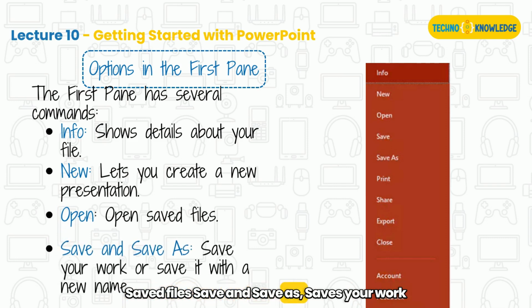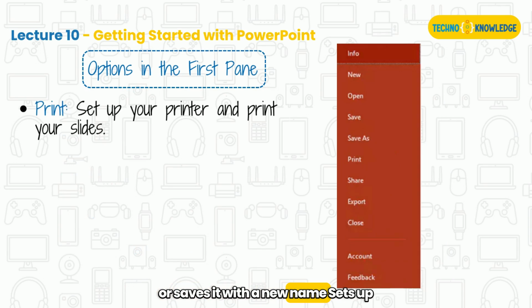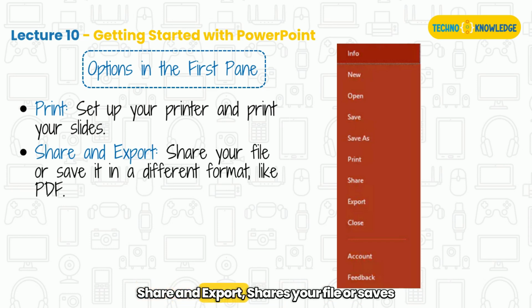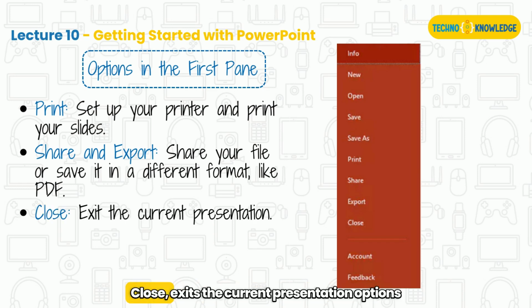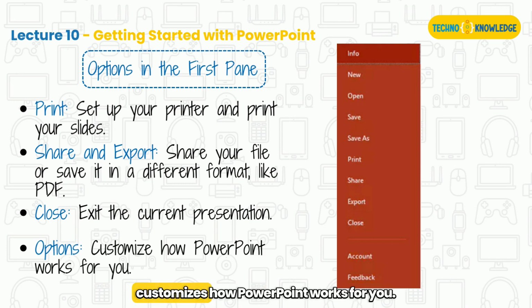Save and save as saves your work or saves it with a new name. Print sets up your printer and prints your slides. Share and export shares your file or saves it in a different format, like PDF. Close exits the current presentation. Options customizes how PowerPoint works for you.